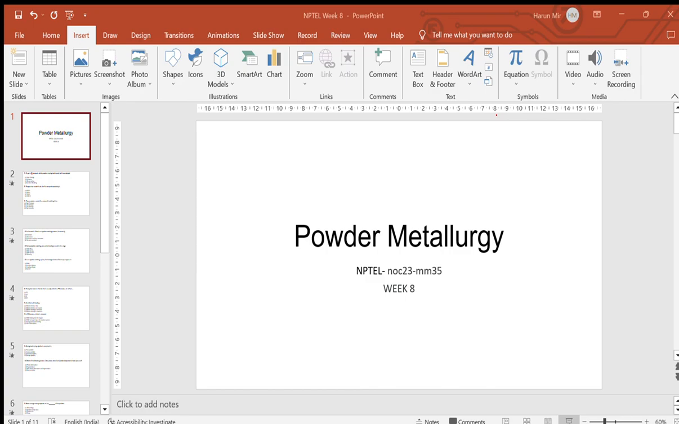Here we are talking about the temperature. So at what temperature do you think that this binder needs to be removed? Which is the right temperature? What is the answer?